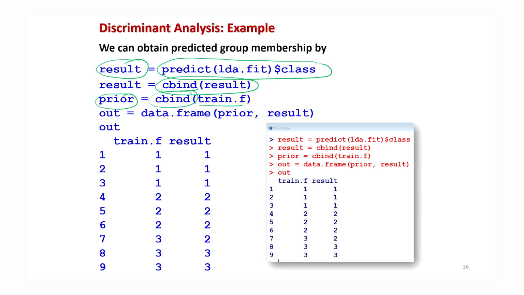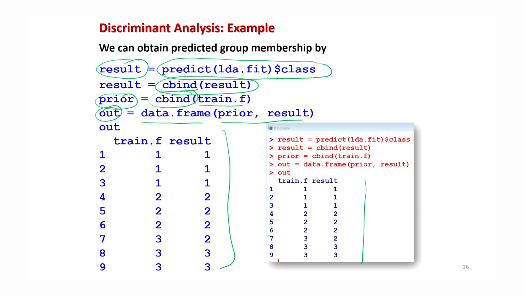So cbind inside the parenthesis train.f, and then I try to create or join both these columns together using the command data.frame, which is here prior and result. So you can see here this will come out like this, and this data has been stored in the variable out. So you can see this data is looking like this.